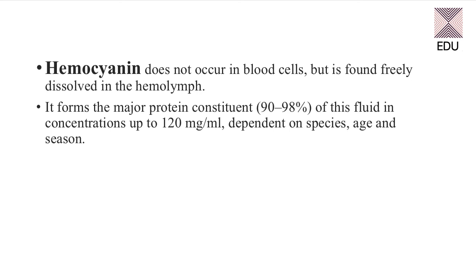Now it forms the major protein constituent of this fluid, in concentrations up to 120 milligram per ml. So it has a huge concentration in the hemolymph, the hemocyanin. Now this concentration is about 90 to 98%. So that means 90% of the protein in the hemolymph is the hemocyanin. That means it is profoundly present in the hemolymph of the invertebrates.